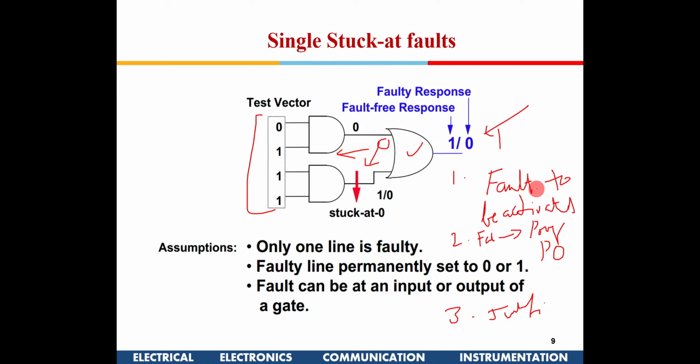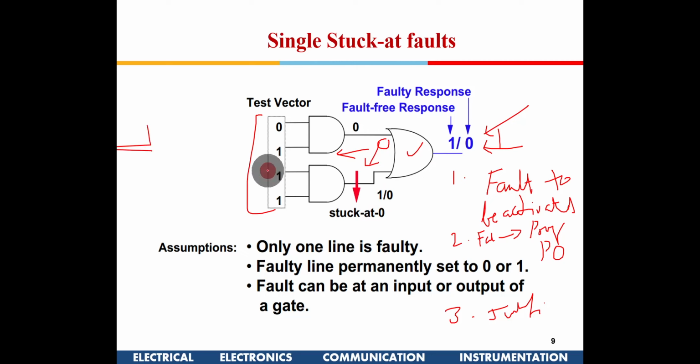So you need to activate the fault, then you have to propagate it, and then you need to do the justification. These are the three things which we need to do. Now this notation which we are going to use everywhere: one stroke 0 means if it is fault free, it is 1, and if it is faulty, it is 0. 1 means fault free, 0 means a faulty response. So this is what we are going to monitor at the output, and this notation we are going to use throughout this course. It could be 0/1 also.